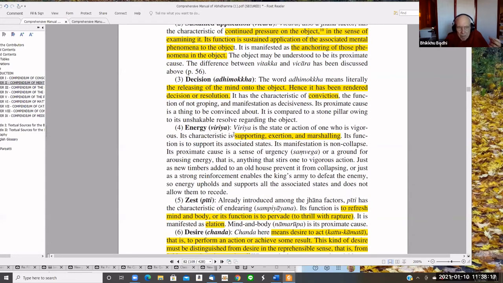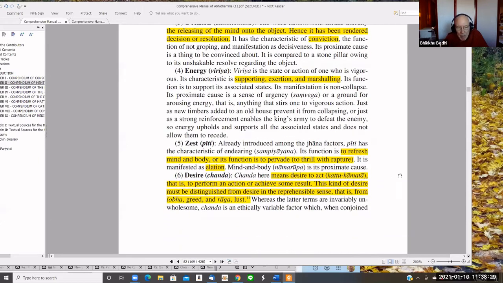Then we have energy, which in a way is almost intuitive, self-explanatory, some kind of vigor or burst of energy within the mind. The fifth variable, occasional factor, is piti, here translated zest, which again, I'm not happy with, but I would prefer to render it as elation or delight. It's a mental factor that is said to refresh the body and mind, and it gives the thrill of delight, thrill of rapture, and it appears as elation.